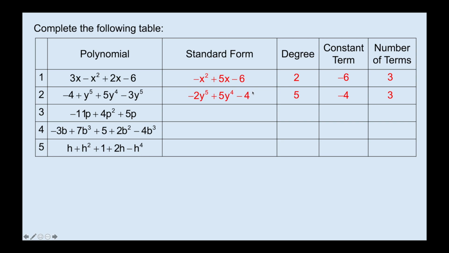So our degree here, the highest degree within this expression is 5. Our constant term would be negative 4. And then the number of terms, again, once simplified, there's 1, 2, 3.